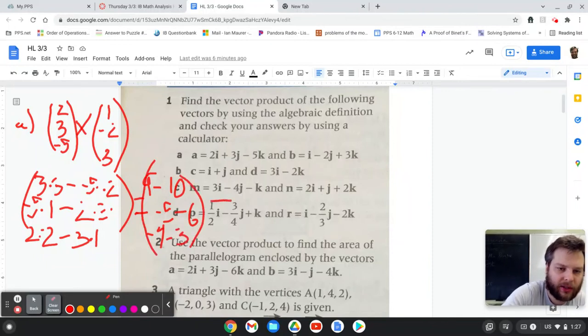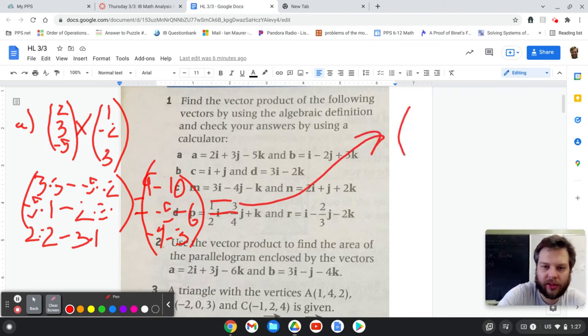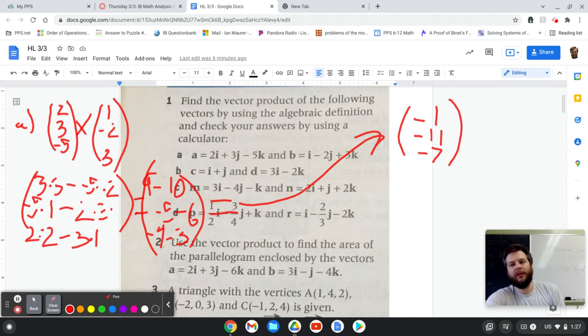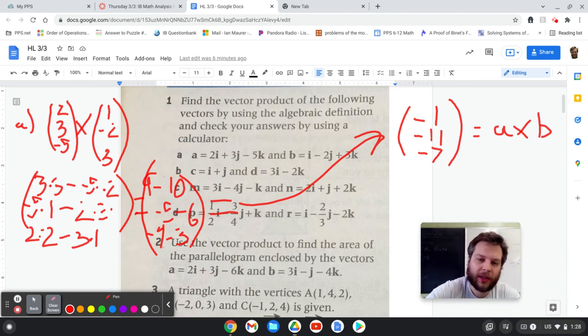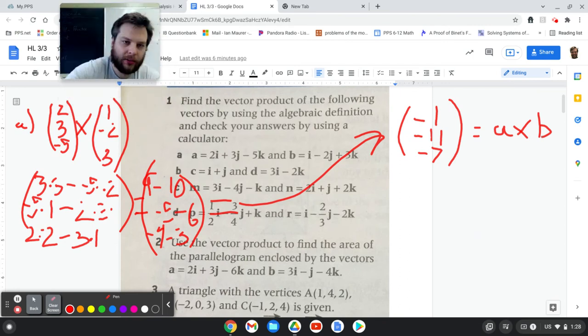And so altogether, we get a new vector that is -1, -11, and -7. So that equals A cross B. Now, what we should check is that this new vector really is normal to our original other vectors. And the way you check normality is by taking the dot product, the scalar product.